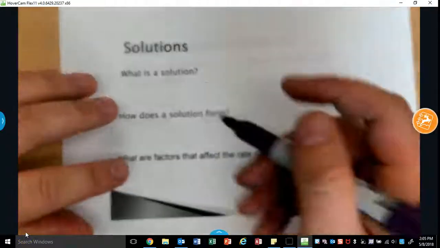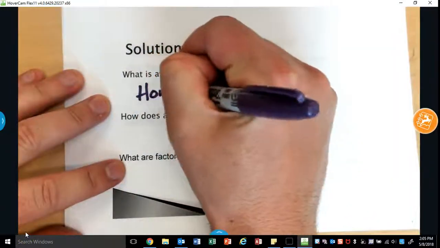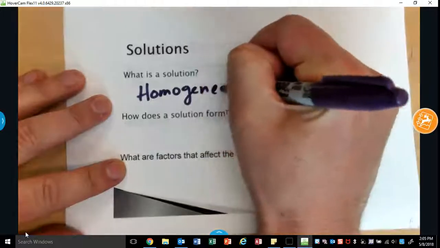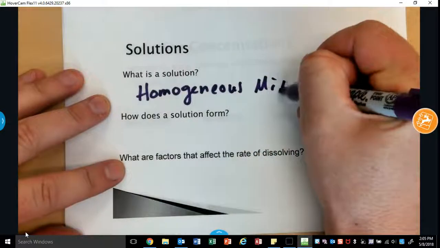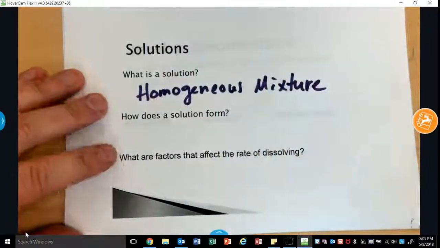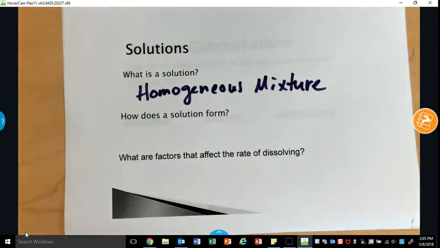Okay, so first, what is a solution? A solution is just another name or another word for a homogeneous mixture. So please recall that a homogeneous mixture is one where two substances are mixed together and you have a uniform composition. So a lot of times they'll be clear. Solutions could be colored, but they'll be clear to see through, and they won't settle out over time.